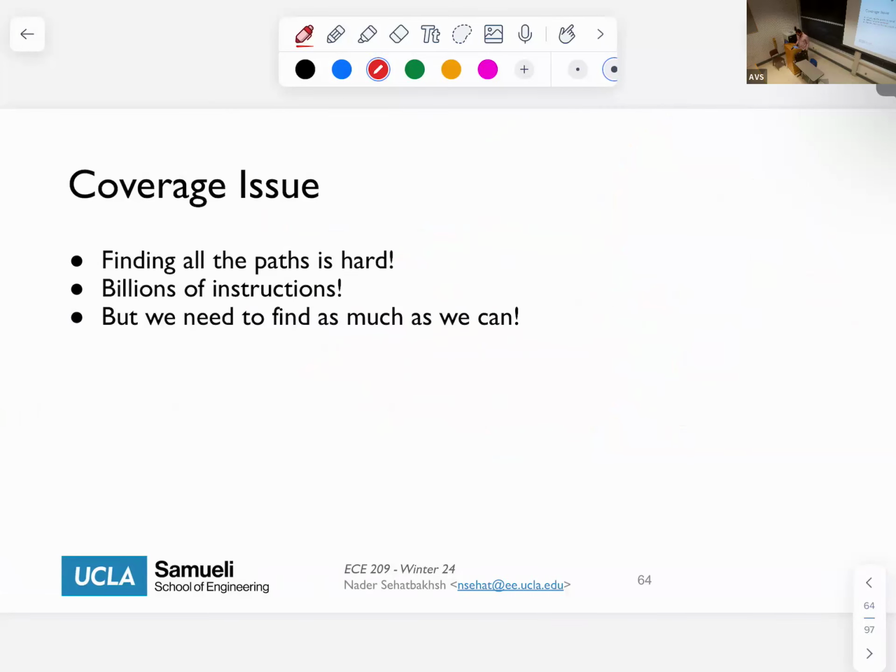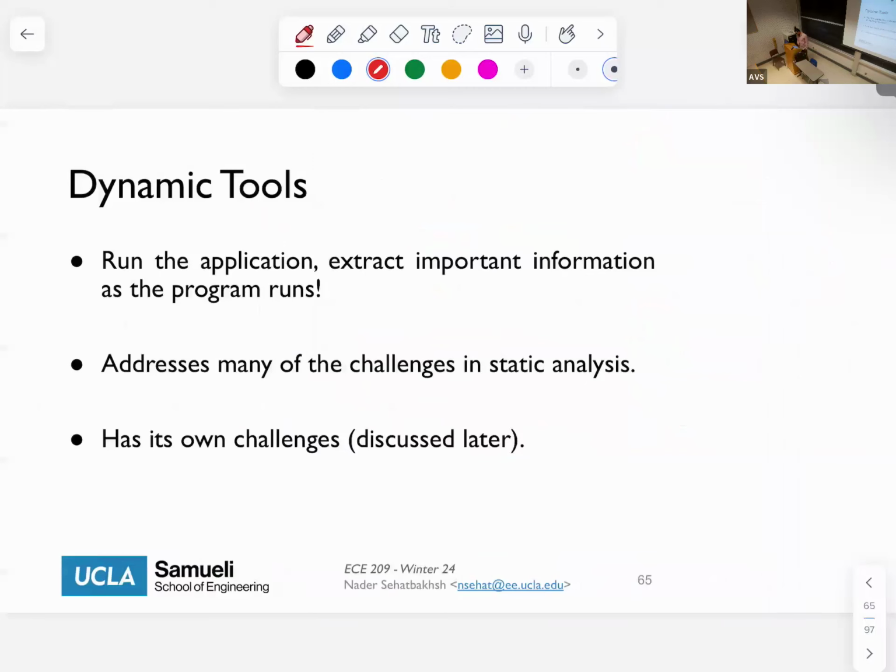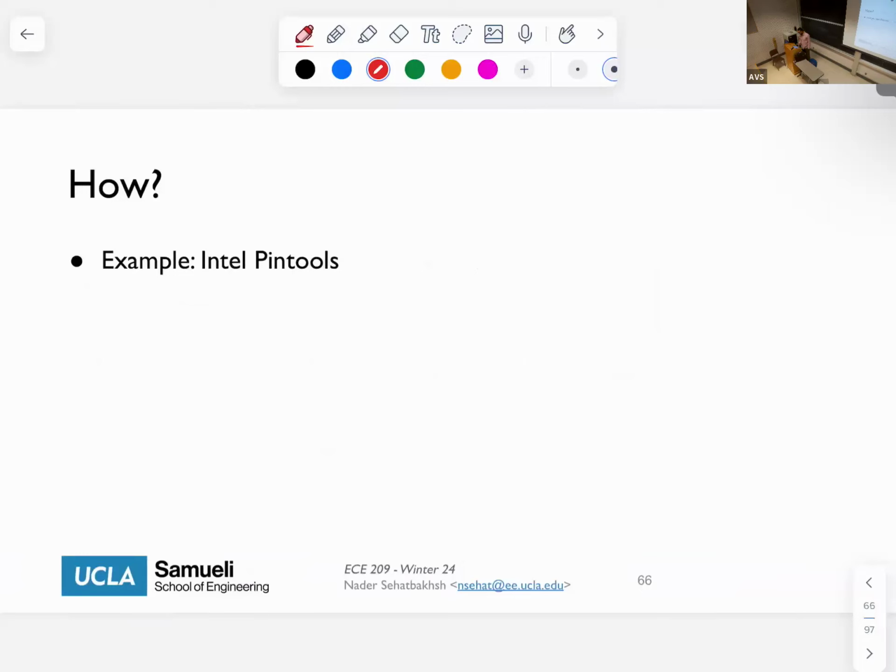So this is exactly what I'm showing here, that finding all the paths is a hard problem. There are billions of instructions, but we need to find as much as we can. So it's not like we don't do this. We actually do this in many systems. And as I said, dynamic tools have their own benefits, because essentially you can check individual instructions as they go through. So how do we do that?